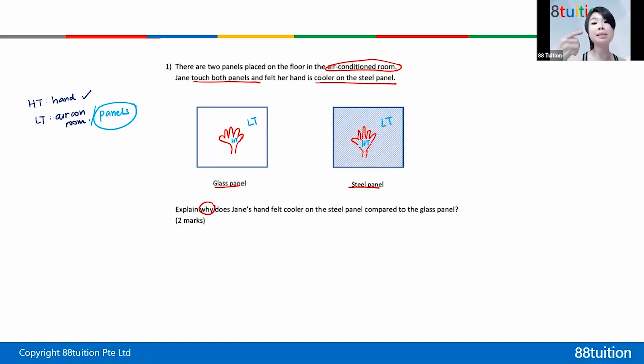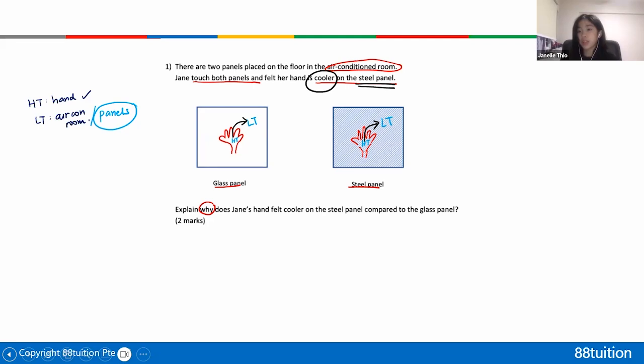Li Ling, how is the heat flowing, from where to where? From the hand to the panels. Good. So this is my direction of heat flow. Now read the question. She says that her hand feels cooler on the steel panel, which means her hand is losing heat faster. Janelle, to which panel? To the steel panel. Good. Everybody, I hope you heard what Janelle said.